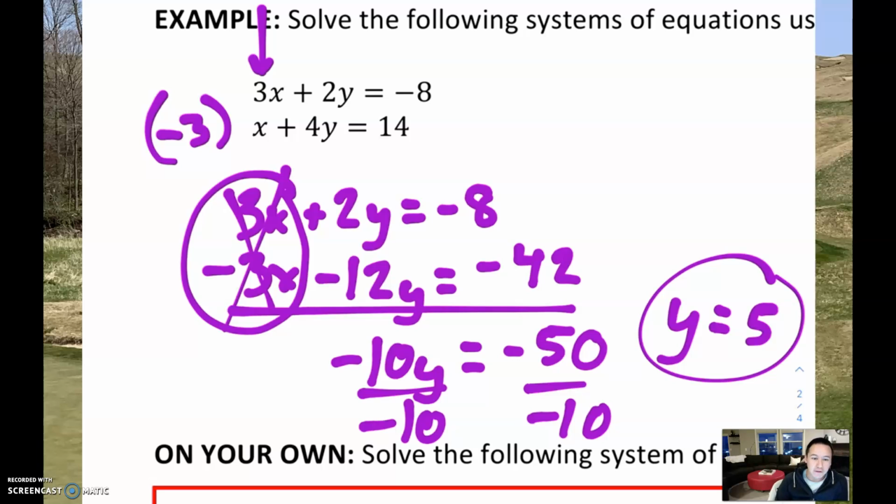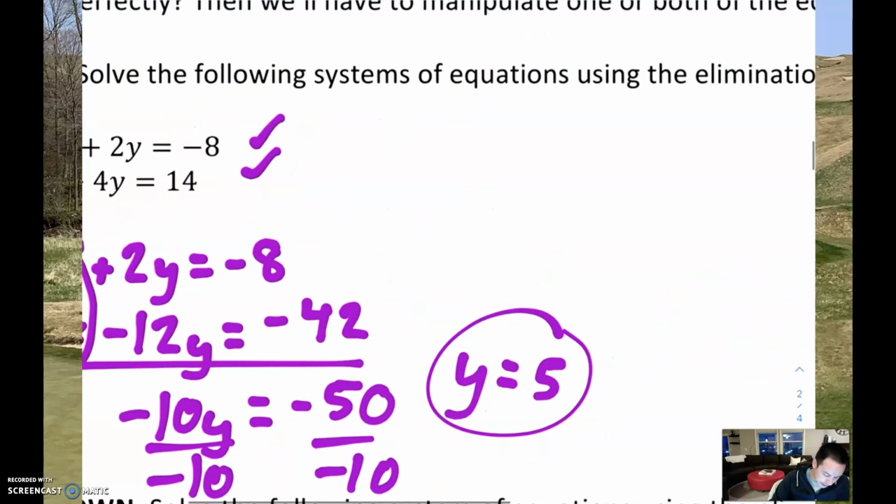Then we have to solve for x. And again, you can choose the top one up here. You can choose the bottom one here. It doesn't matter. You're going to get the exact same answer. You're probably going to want to do the bottom one, but hey, it doesn't really matter. We'll use the bottom one. So we have x plus 4y is equal to 14.